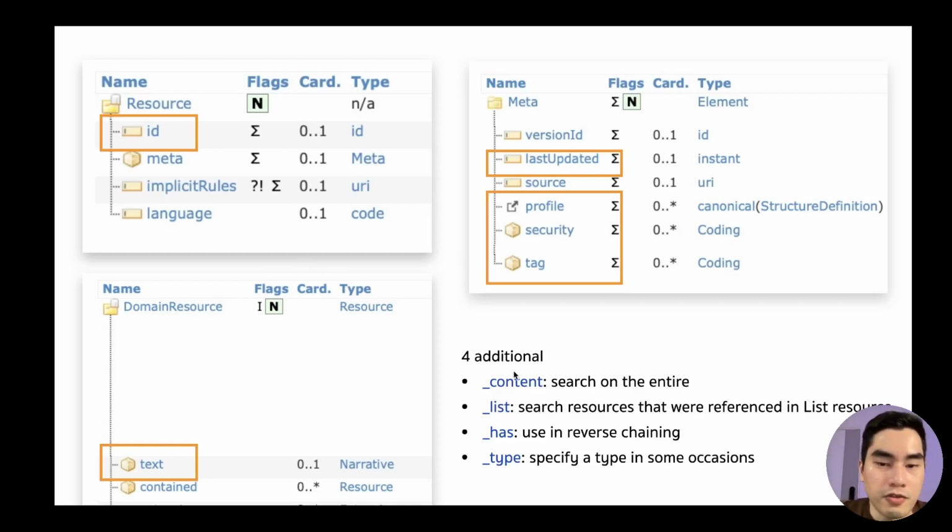And we have four additional parameters. Content is searching the entire resource. List is used with the List resource, which I'm not talking about today. Has, I will talk about later. And type, there are some occasions where we want to search by a type, which I will not talk about today either.